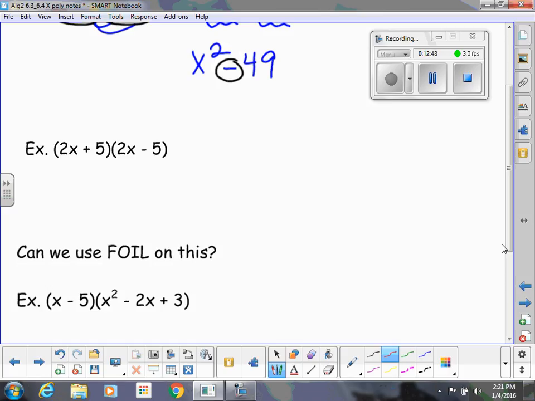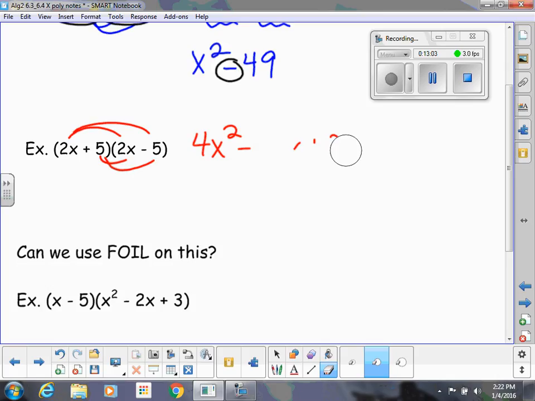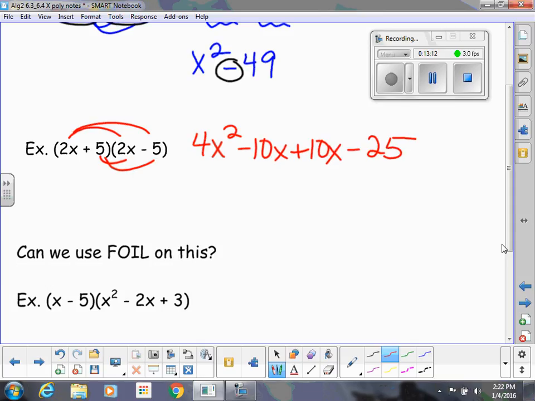If you see it on this example, go ahead and do it, but I'll do it the long way. All right, so I'm FOILing, not really paying attention to what I have, but I have 4x squared minus 10x, I'm sorry, not 20, minus 10x plus 10x minus 25. And again, my inner terms combine to give me 0.